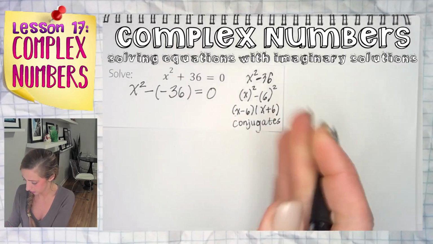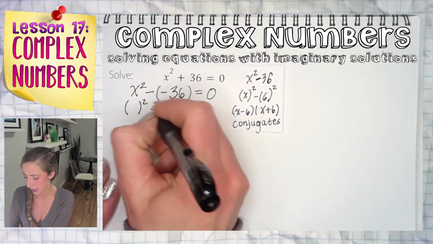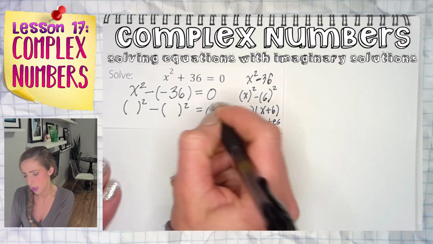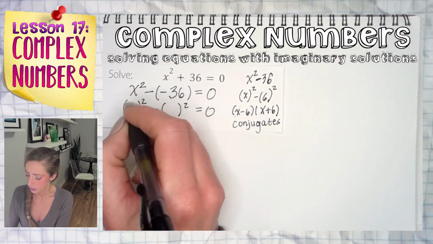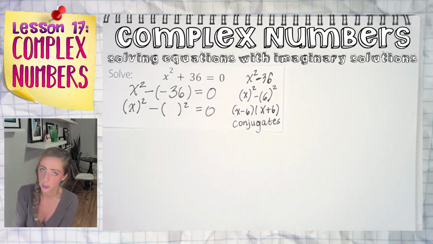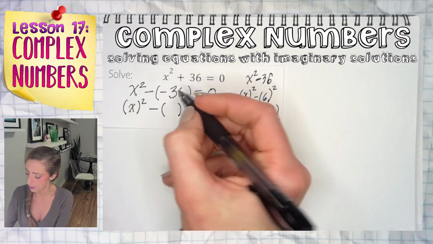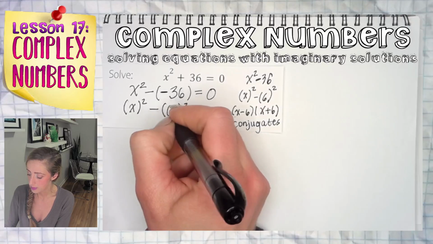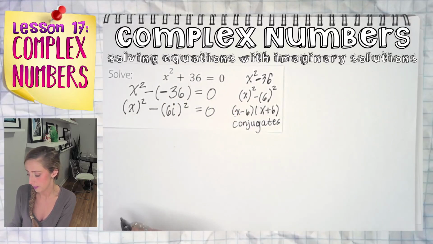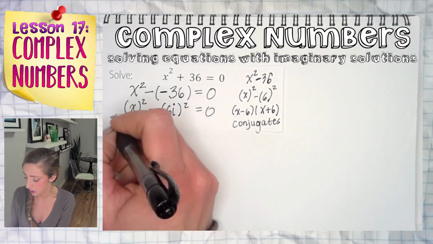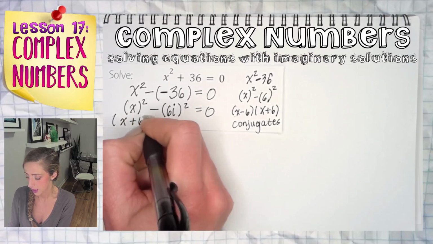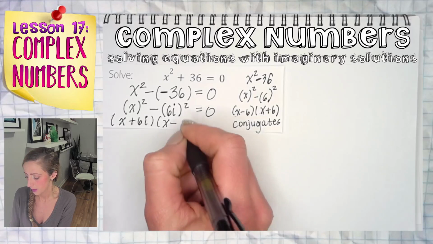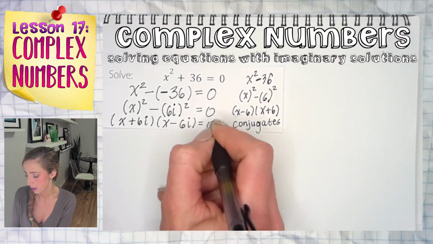Now, let's roll into that same approach. What's being squared to make each of these pieces of our equation? Well, x is being squared to make x squared, or the square root of x squared is x. Same concept, right? Well, what is being squared to make 36, or I'm sorry, negative 36, or what is the square root of negative 36? This would be 6i. Okay, so we can set up those conjugates, x plus 6i and x minus 6i equals 0.